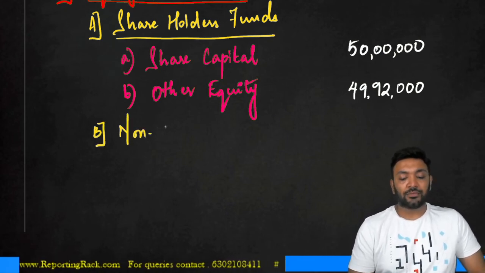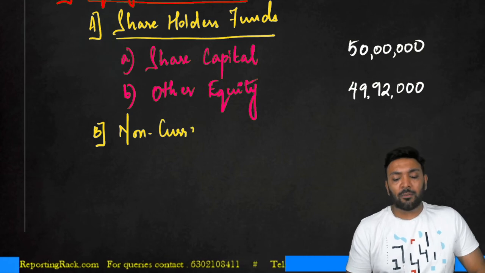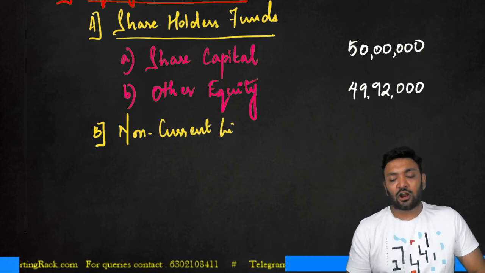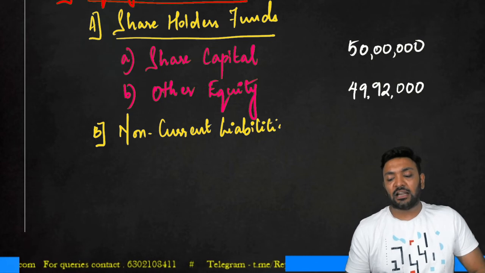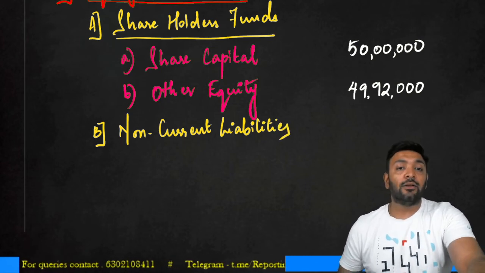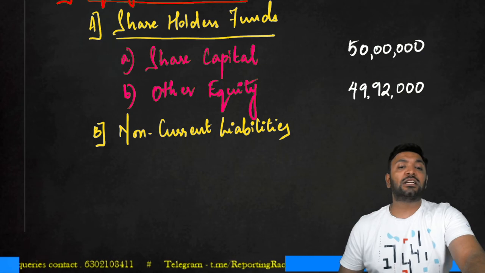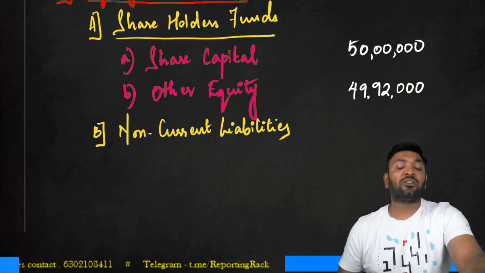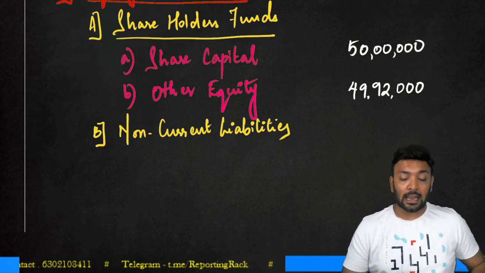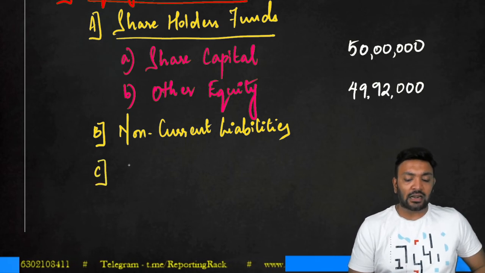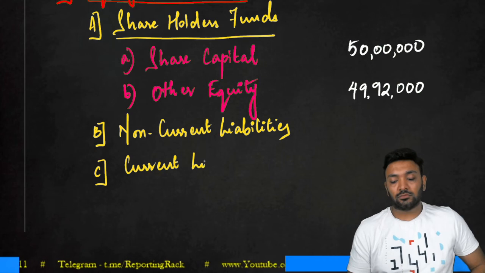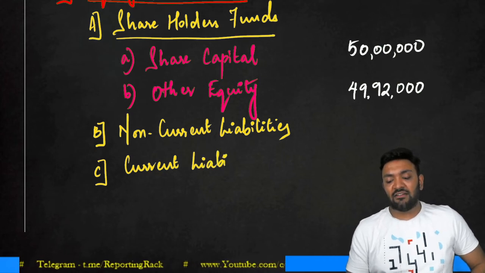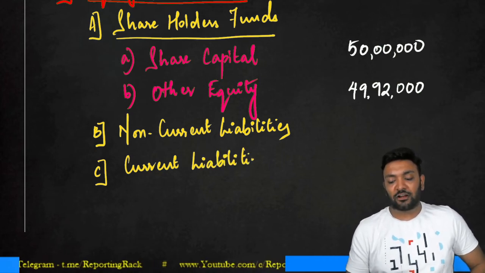Non-current liabilities. Go back to your balance sheet and check if there is any non-current liability. We'll also have to write whether it is a financial liability or not. But look at the balance sheet. The balance sheet just mentions financial liabilities as bank overdraft and trade payables. Both are current liabilities, so I'll directly go back to current liabilities now. There is a revaluation for trade payables. Don't forget.